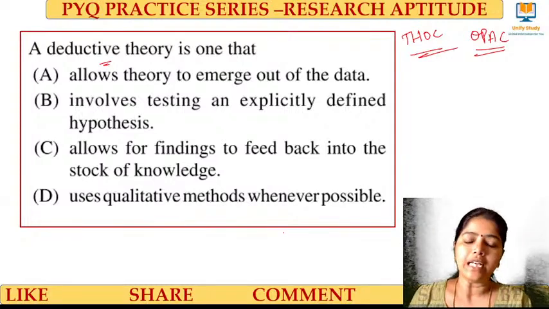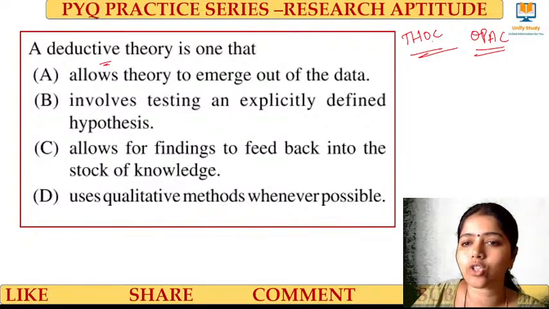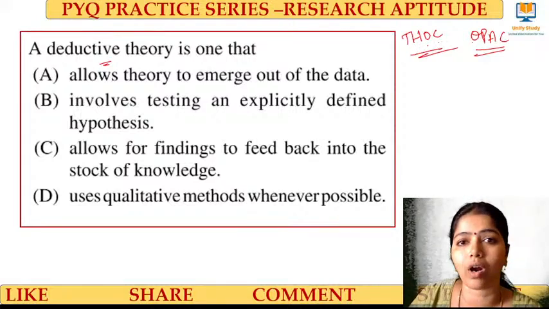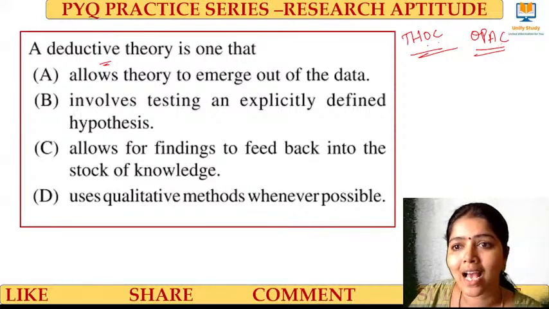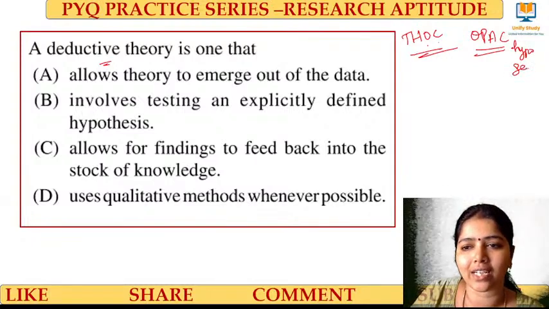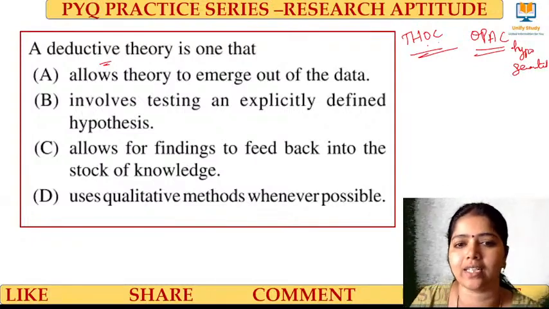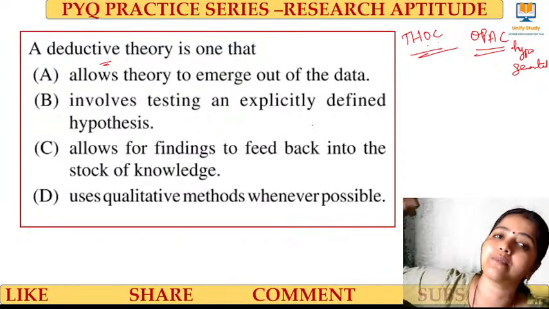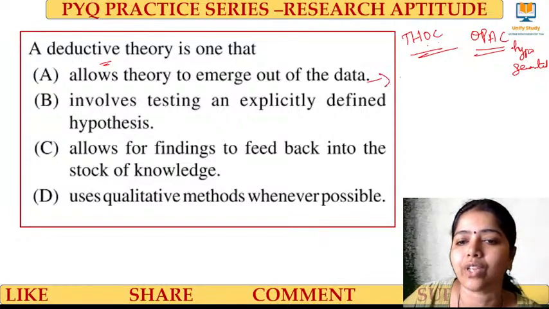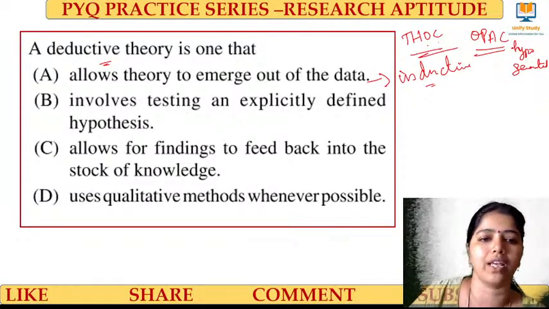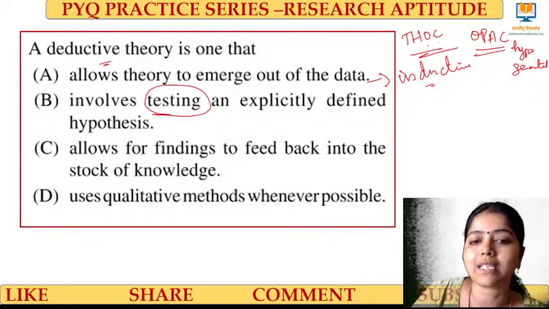Very good. See, I have told you many a time the THOC theory: hypothesis testing, observation, and then confirming. Here they observe the pattern, analyze, and then confirm, and then a hypothesis or theory will be generated, right? And here, what's being given? Allows theory to emerge out of the data. When a theory emerges, we call it inductive theory. A theory is being generated out of the data. That is inductive theory.